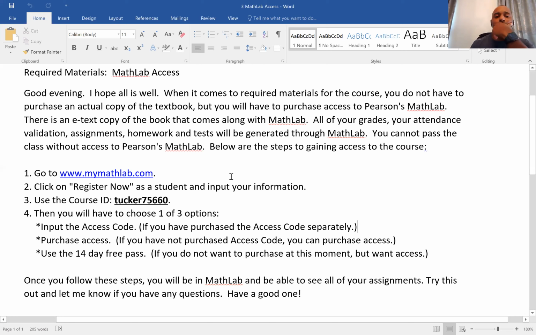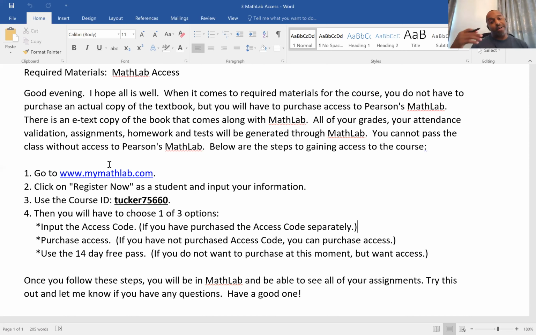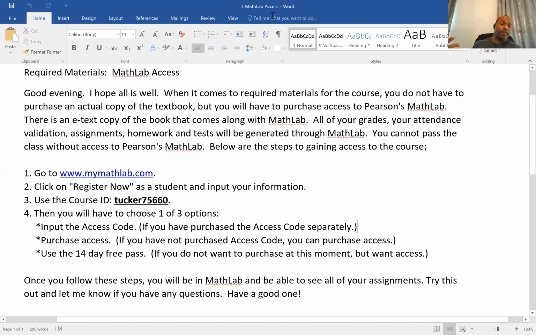If you haven't registered, you go to mymathlab.com, click on register now, and type in your course ID. Then from there, you have three different options. You can type in the access code that you've already purchased through an outside source, whether it be the bookstore, Amazon, or a friend. If you don't have that, you can purchase access through Pearson itself; in that case, they wouldn't give you an access code, they would just give you access. And if you're not ready to purchase yet, you can use the 14-day free pass. Of course, if you have any issues with registering for MathLab, let me know.